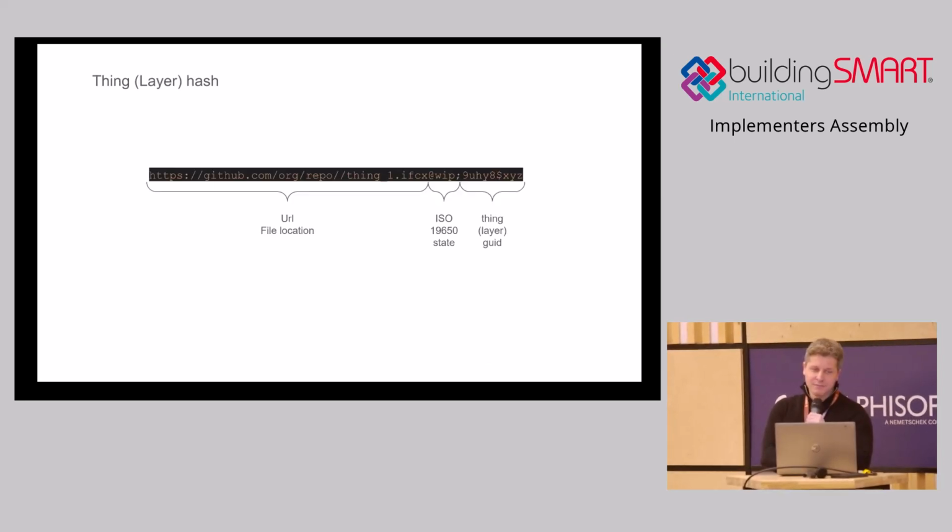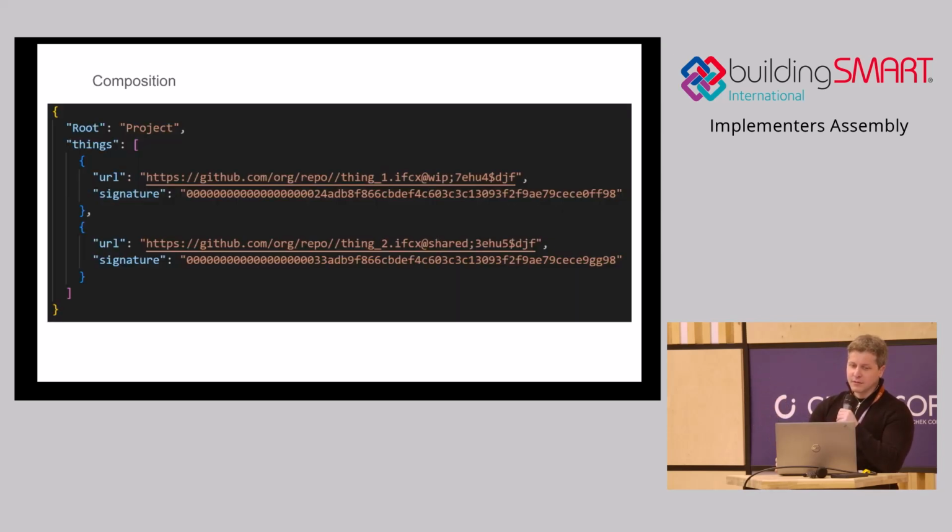The layer hash, as I call it, is a URL, like a file location. Then you have an at. We can use an ISO 19650 state: WIP, shared, published, and then a thing grid, like a layer grid that you can use to make queries for that specific file or layer or thing. When we put everything together, we create a composition file where we can save the URL and the signature. If Evandro wants to check whether the data was modified or not, you can create a hash for that using SHA-254 and then sign and register that in this file, making a composition.